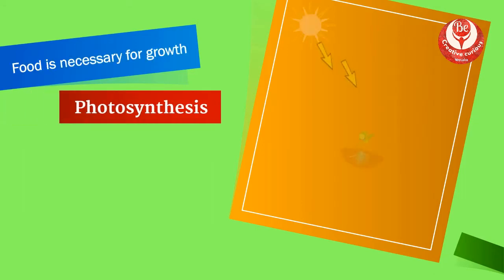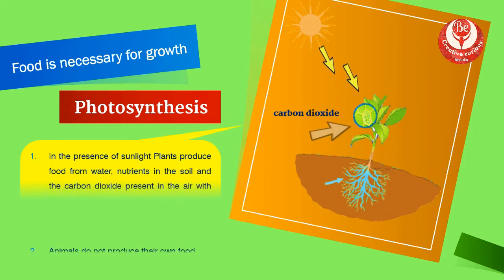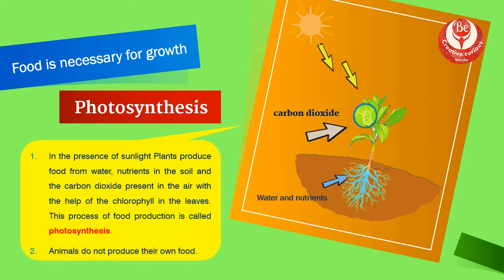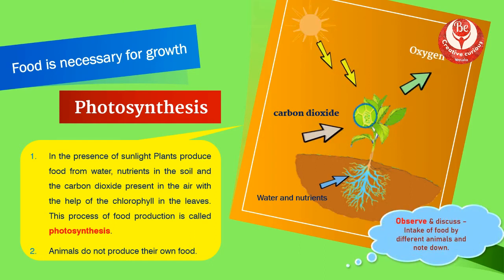Photosynthesis. In the presence of sunlight, plants produce food from water, nutrients in the soil and the carbon dioxide present in the air with the help of chlorophyll in the leaves. This process of food production is called photosynthesis. Animals do not have chlorophyll, so they do not produce their own food. They depend on other plants and animals. Look at the process of photosynthesis. Observe and discuss intake of food by different animals and note down.